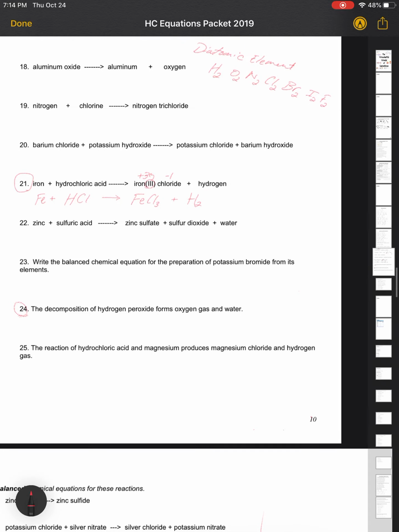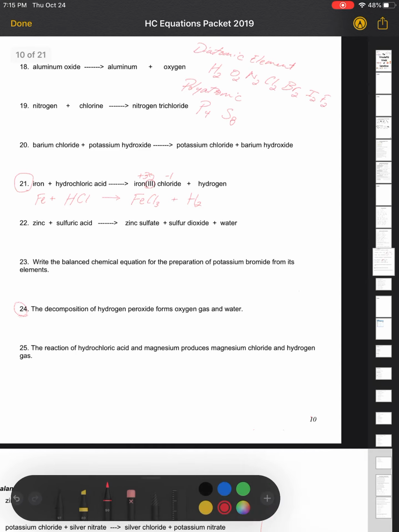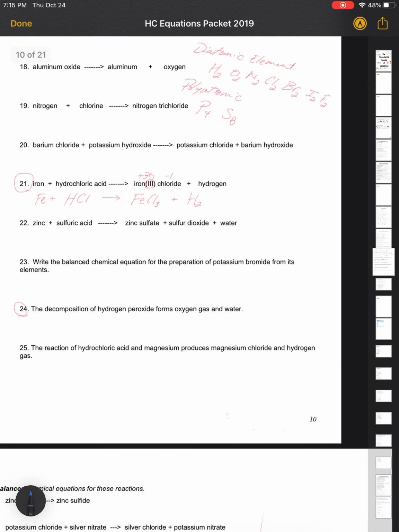We do also have polyatomic elements, and these ones behave the same way. When we see phosphorus, when we see sulfur, we're going to write them as this. So every time we see that, we just need to take notice of that. And so in this case, we're given a hydrogen, so we have to write it as H2. So now we can go through and balance out the equation now that we have that equation written.